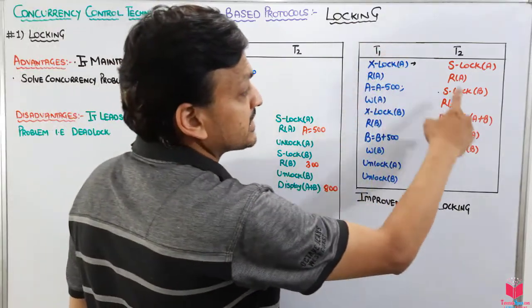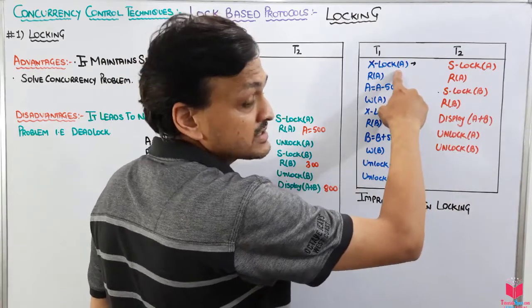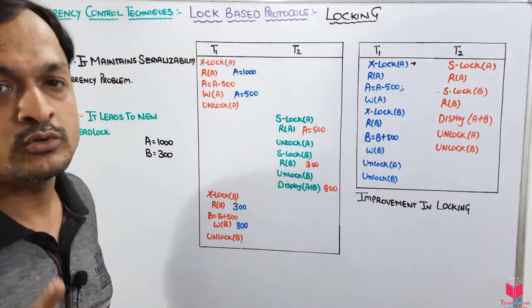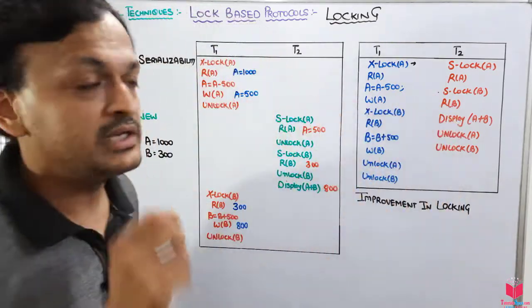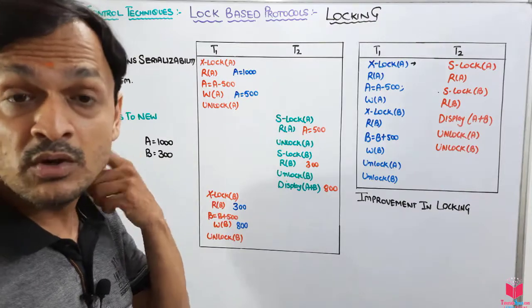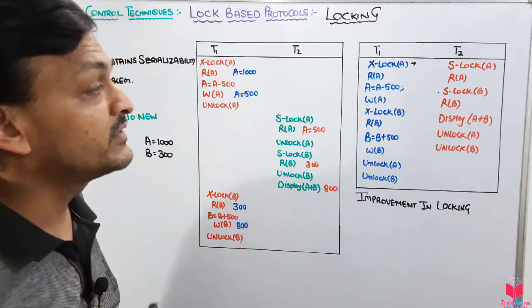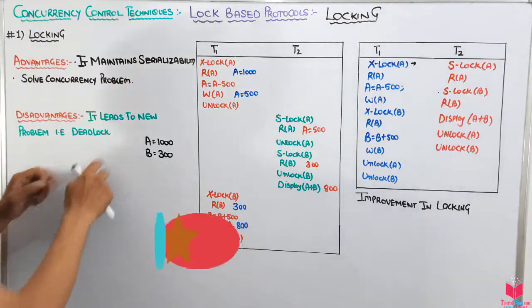So this is the main problem. T1 is requesting the lock on B and T2 is requesting the lock on A. T1 is holding the lock on A, but it is not going to release it. T2 is holding the lock on B, but it is not going to release it for T1. So both of them have to wait for a long time until one of the transactions releases its lock. That is the main problem, which is known as deadlock.